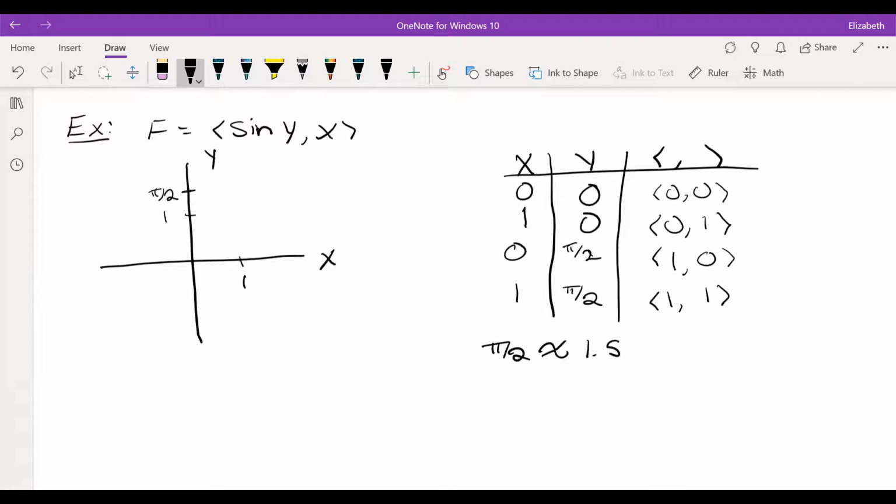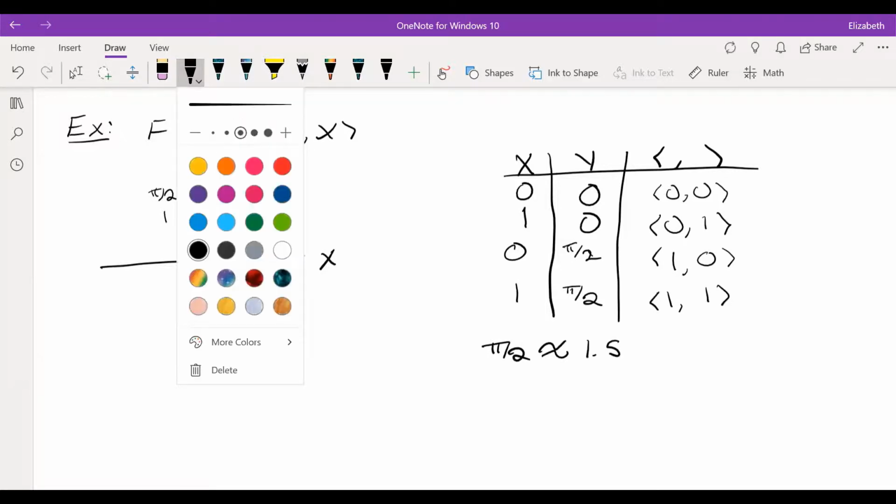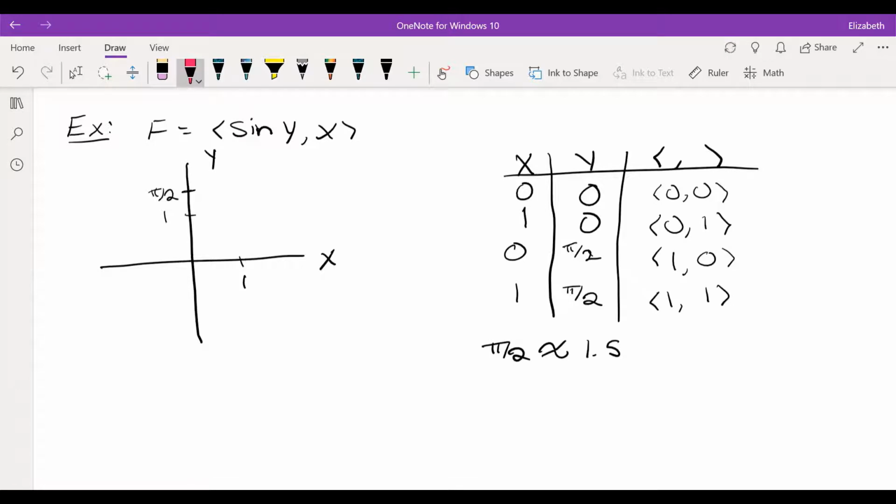Okay. So at the point 0, 0, I'm going to have the 0 vector. So I'm just going to have a little dot right there. At the point 1, 0, I'm going to have the vector 0, 1, which points straight up 1 unit, like so. At the point 0, pi over 2, I'm going to have the vector 1, 0, which points directly 1 unit to the right and nothing up and down. And then at the point 1, pi over 2, which puts me right here at the end of that other vector, it's going to point 1 unit to the right and 1 unit up. So it's going to go like so.